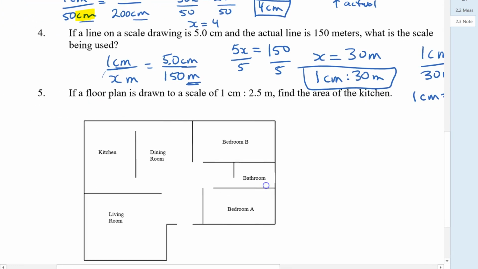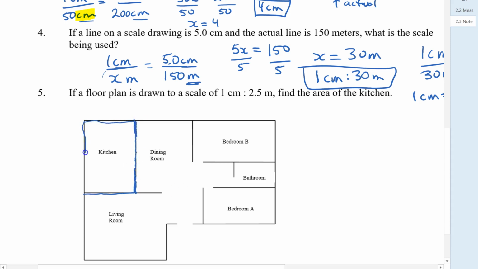All right, we're almost done here. This is our last question. Here's a floor plan. It's drawn to a scale of 1 centimeter is equal to 2.5 meters. Find the area of the kitchen. Okay, so in my diagram, it looks like there's some openings here for doors or something. I'm going to use that length and I'm going to use that length. So really what I'm going to do is find the area of this rectangle.